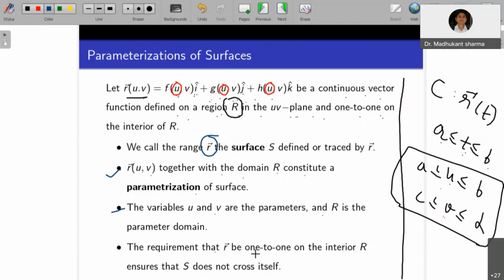Now, the requirement that r be one-to-one on the interior of R ensures that S does not cross itself. It means you will not have repetition of the intersection points. If you have a self-intersection, it may be possible that you will not have a one-to-one parameterization.